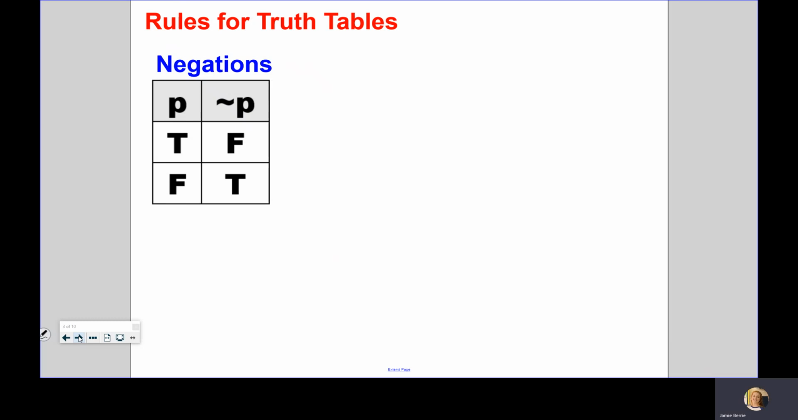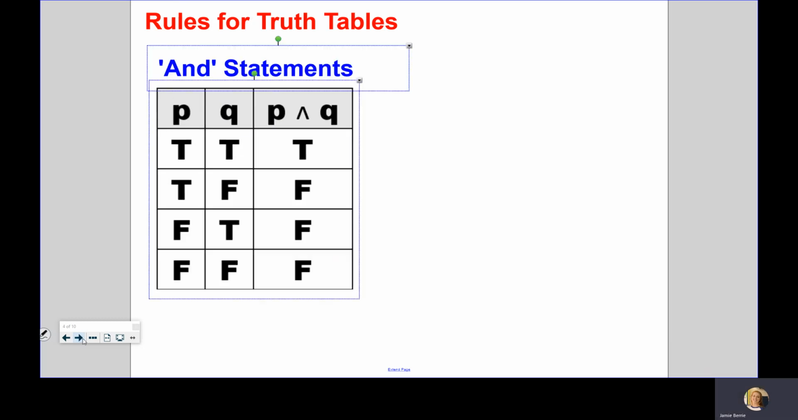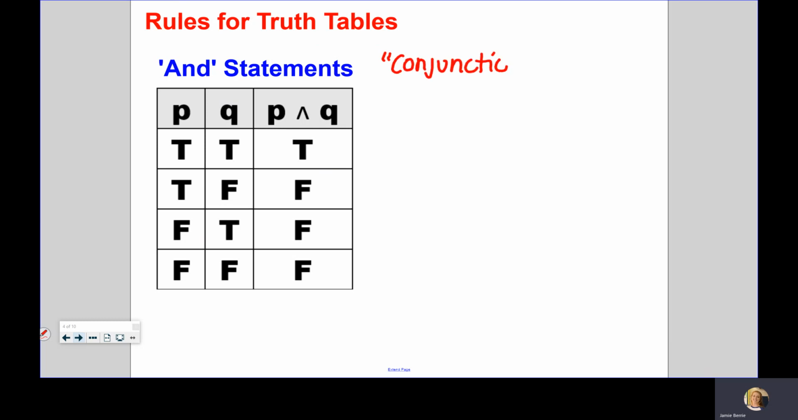Now let's look at the second rule. And statements. I think I mentioned to y'all last week that these are also called conjunctions. So just in case in the homework, if they say something about a conjunction, you know that that just means an and statement.